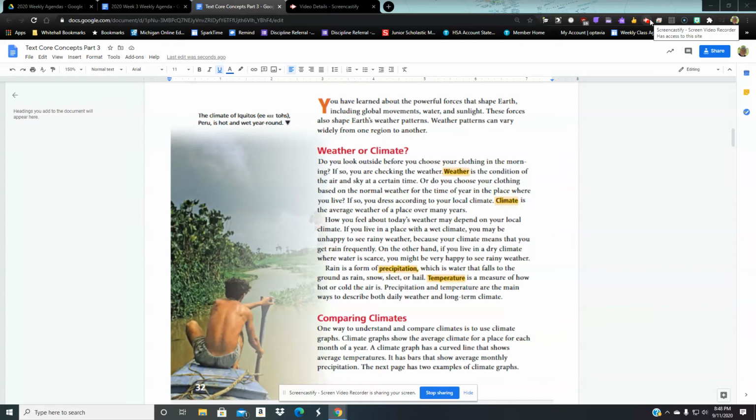You have learned about the powerful forces that shape Earth, including global movements, water, and sunlight. These forces also shape Earth's weather patterns. Weather patterns can vary widely from one region to another.